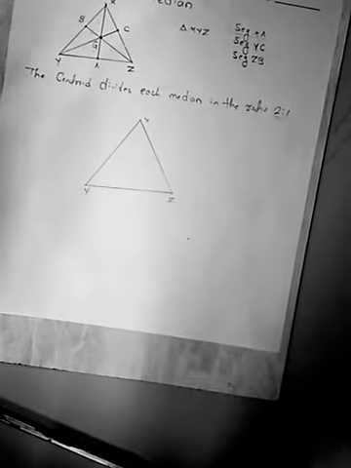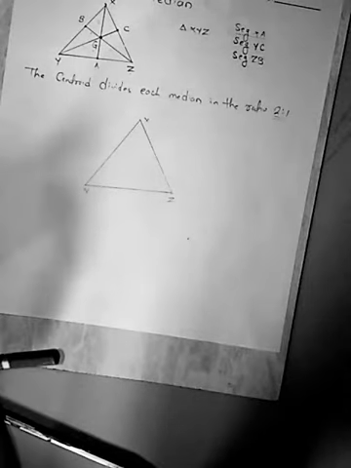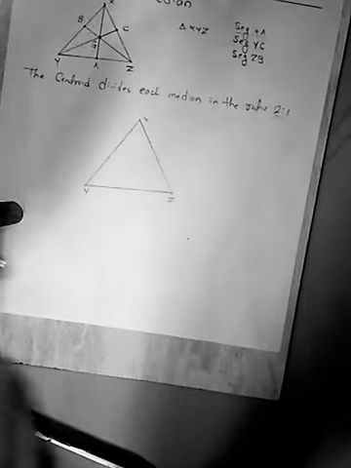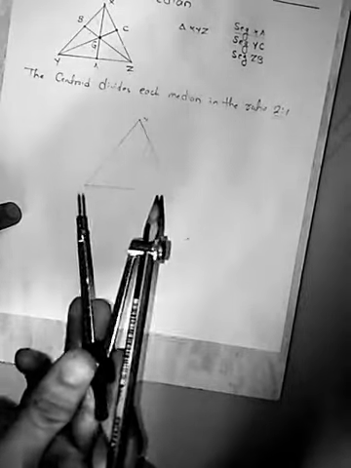Welcome back, students. In the previous video we discussed that any triangle has three medians, and these three medians intersect in one point, which is known as the centroid. We also saw the property of the centroid, which divides the median in a 2:1 ratio. In this video we are going to learn how to draw these medians.